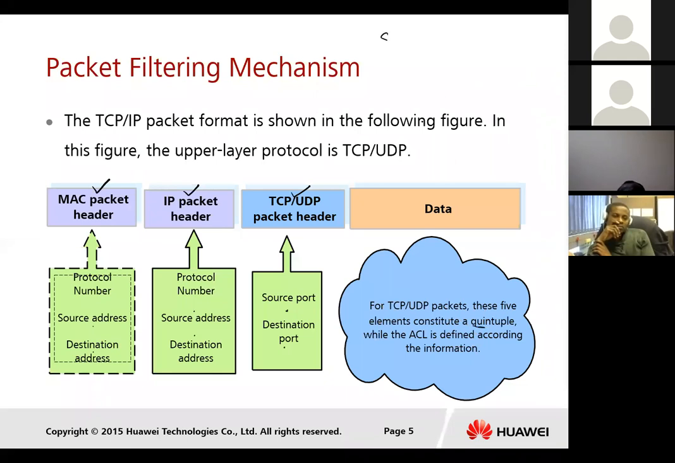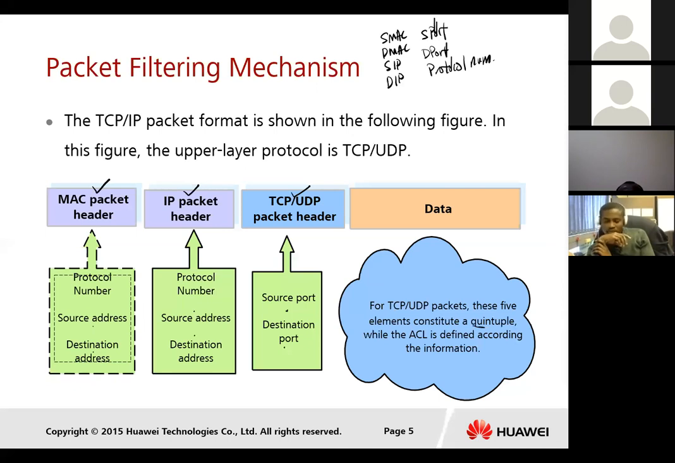We have source MAC, destination MAC, source IP, destination IP, source port, destination port, and the protocol numbers. So in total, there are 5 sections over here that can be compared to perform the filtering through the ACL.